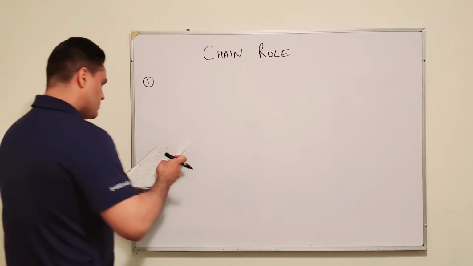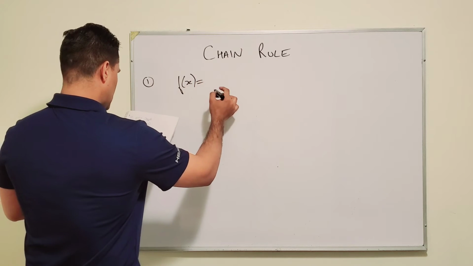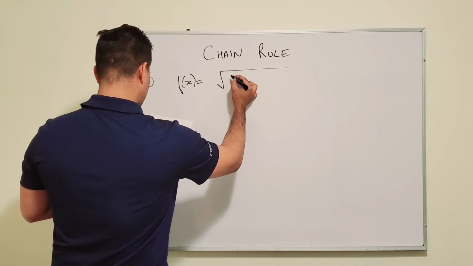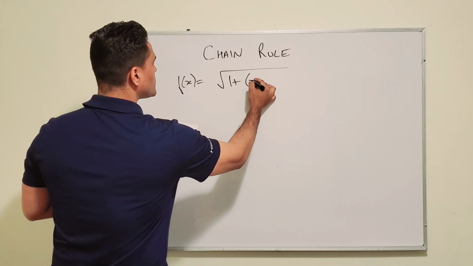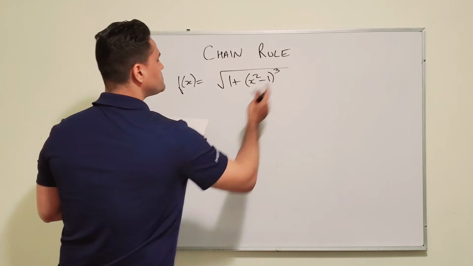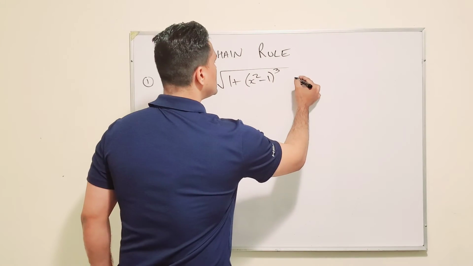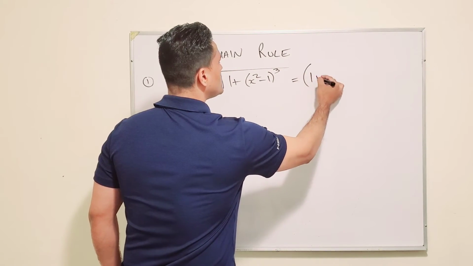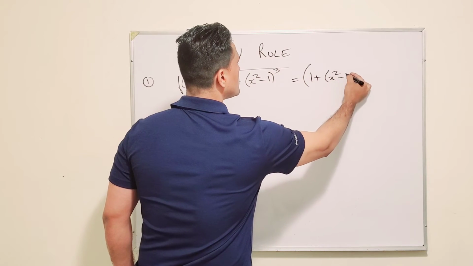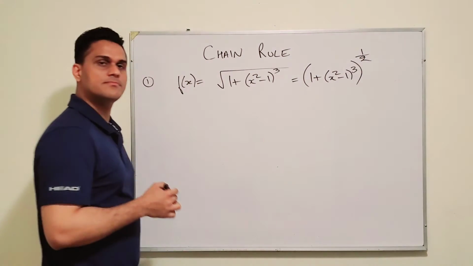Let's do another example, folks. F of x is equal to square root of 1 plus x squared minus 1 cube. Okay, in the first step, we're going to change this root to an exponent. So it will just be raised to the power 1 over 2.